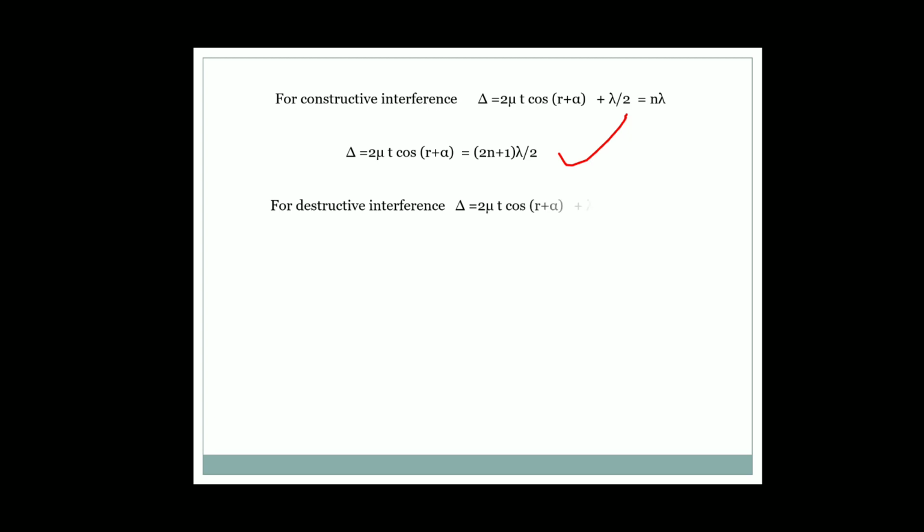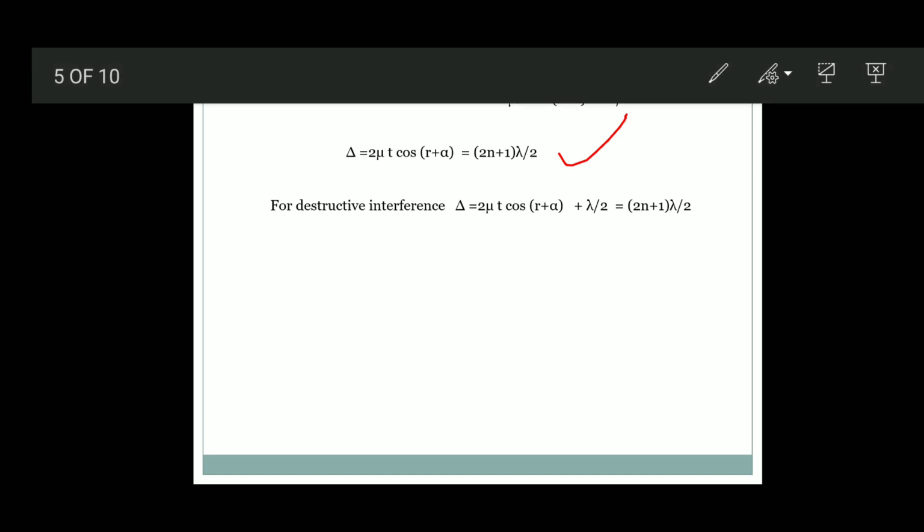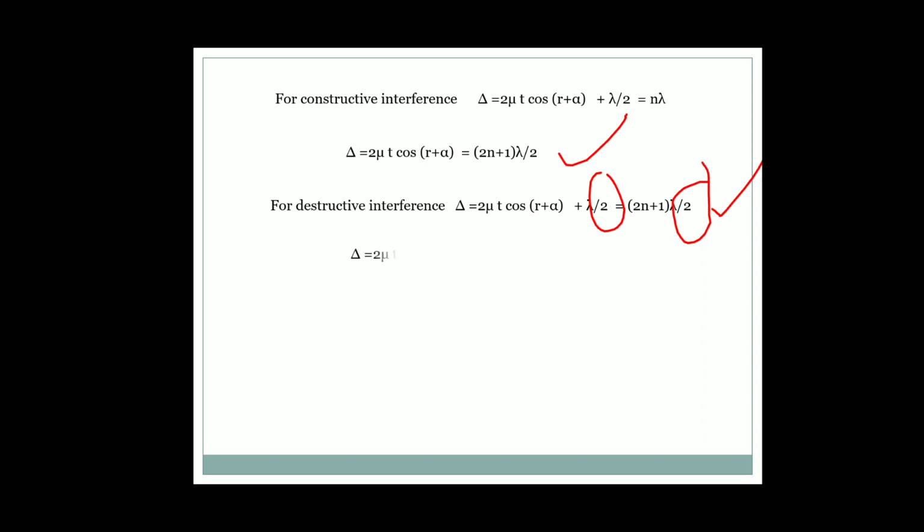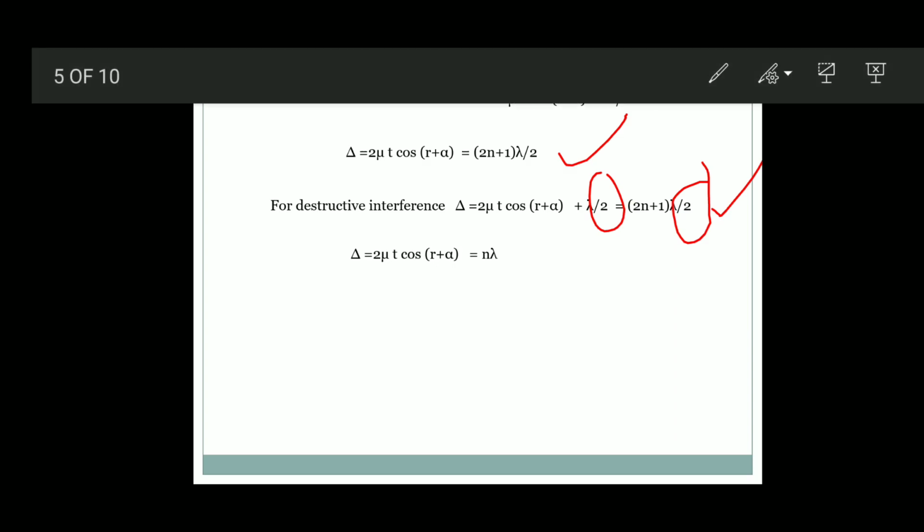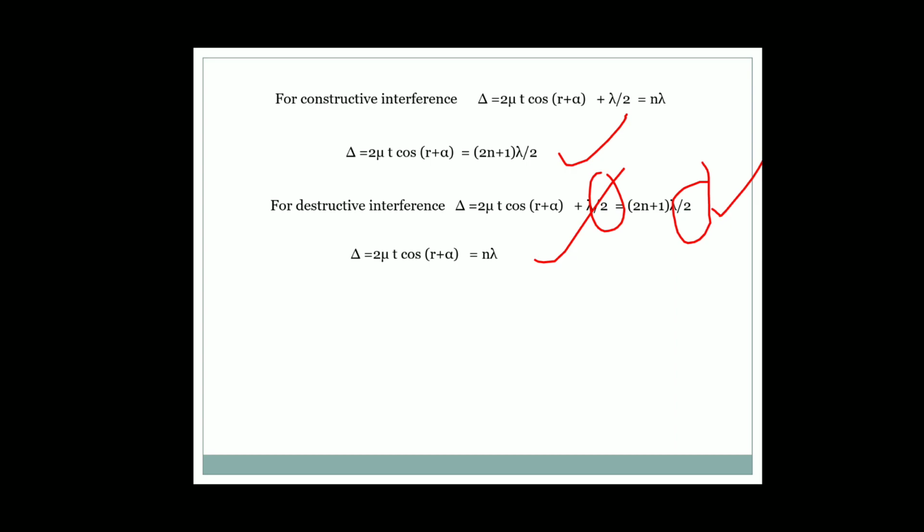We know for destructive interference, the path difference is 2n plus 1 into lambda by 2. So the path difference for destructive interference, delta is equal to 2 mu t cos of r plus alpha plus or minus lambda by 2, is equal to 2n plus 1 into lambda by 2, where lambda by 2 cancel each other. So for destructive interference, the path difference delta is equal to 2 mu t cos of r plus alpha is equal to n lambda. This is the condition for destructive interference, where n is equal to 0, 1, 2, 3, 4 and so on.